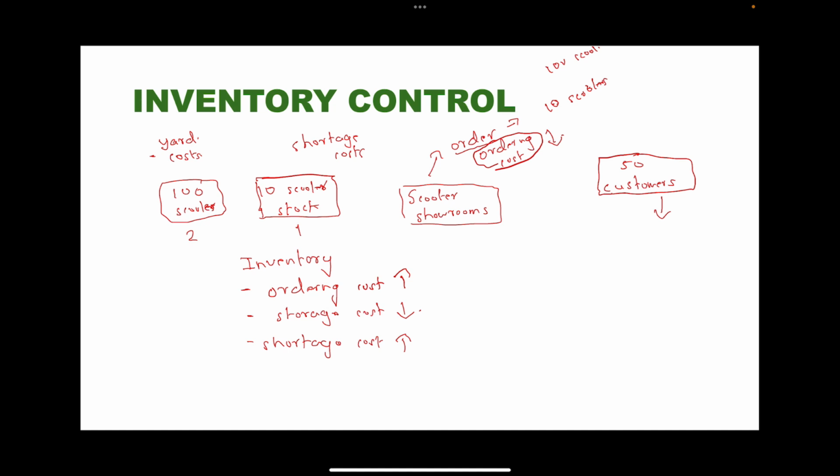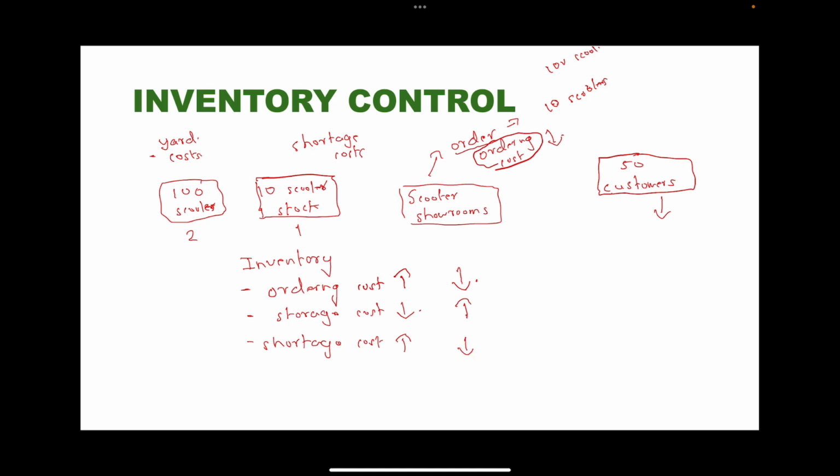But if you are ordering a large number of scooters, that means ordering cost will come down, because you are placing a bulk order, so the transportation cost will be reduced. And shortage cost will come down, but the storage cost will go up if you are ordering a bulk amount. You need to store all these scooters somewhere in the yard.